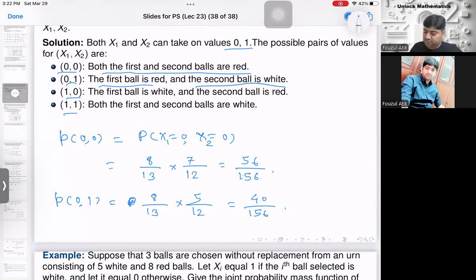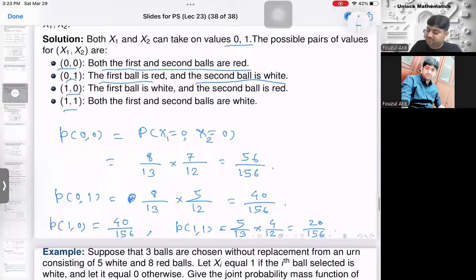In this way, we can calculate the other values, and we can also make it in tabular form. P of 10 is what? The value I have already calculated, it was again 40 by 156. And P of 11 is what? It should be 5 by 13 into 4 by 12, which is 20 by 156.